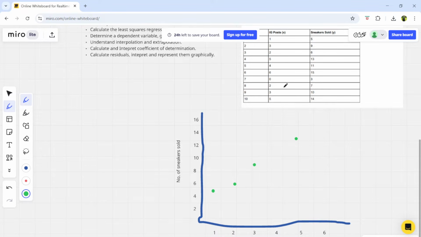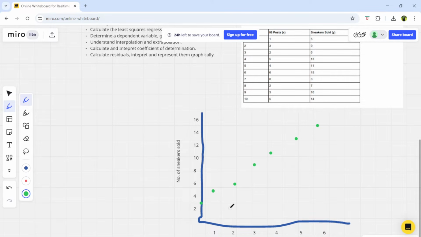And then followed by 4 and 11. 4 is here, 11 is between 10 and 12, so I'm going to put it there. And then 6 and 15. 6 is here, 15 is going to be somewhere between 14 and 15, over there. Followed by 0 and 3. So 0 is here on the line, and then y is going to be equal to 3, which is between 2 and 4, going to be there on that line.